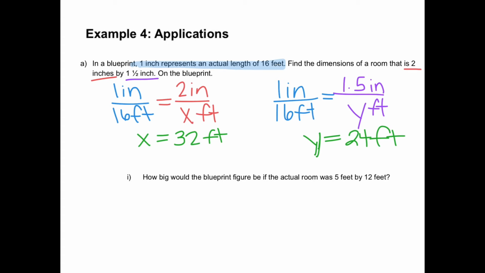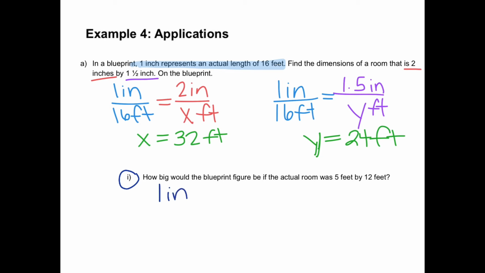The next problem is actually more interesting because it represents the first step. A blueprint generally comes after someone already knows how big they want something to be. So how big would the blueprint figure be if the actual room was 5 feet by 12 feet? Maybe we need a room to be that specific size for a specific reason, so we have to work backwards. It's still the same problem because it's just a sub-problem of the information.